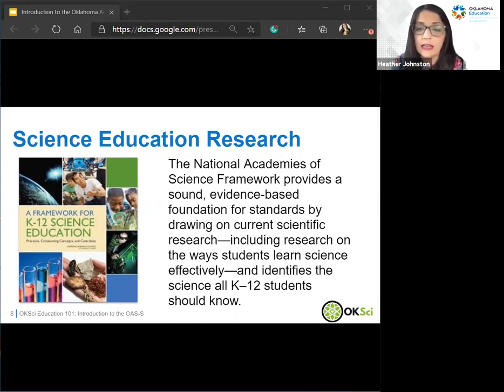The shift in moving from checklists to more performance expectations was informed by the research from the book that you see on the screen, A Framework for K-12 Science Education. This was from the National Academies of Science, and they did put together a lot of research from the last 20 plus years. And this really helped guide what the Oklahoma academic standards for science would look like.